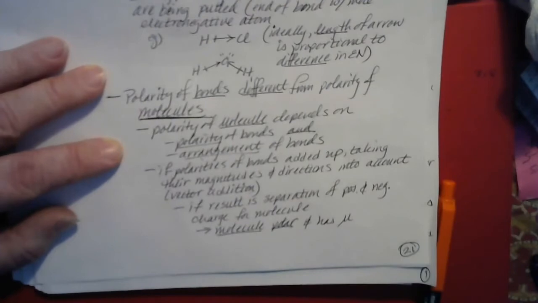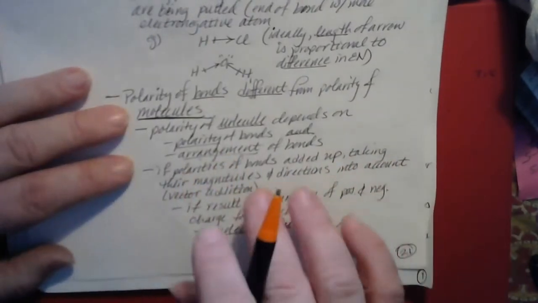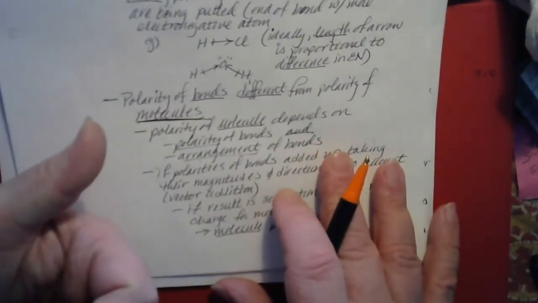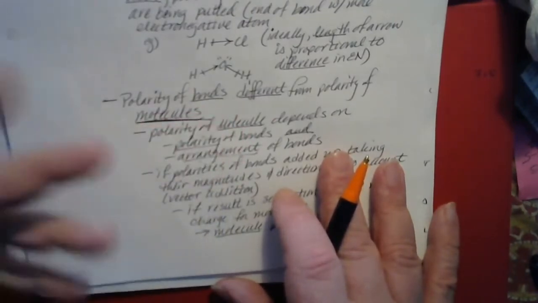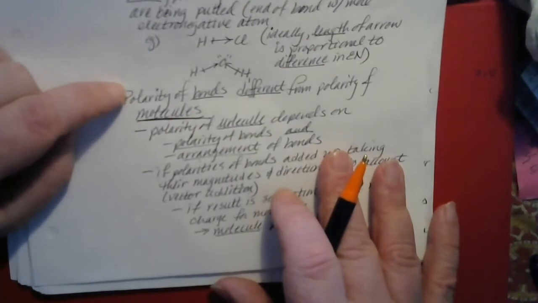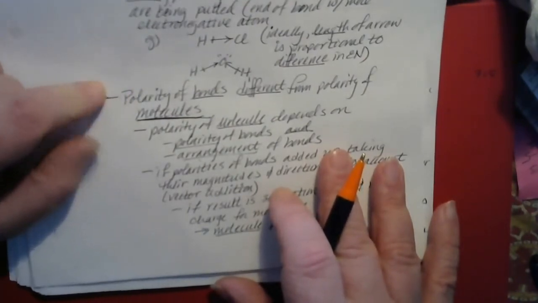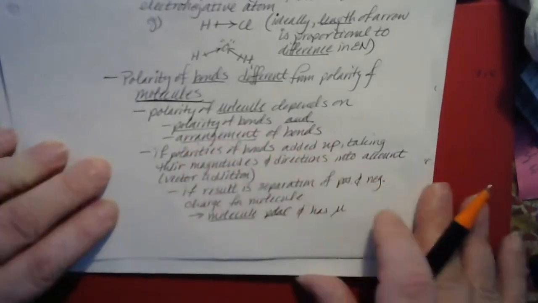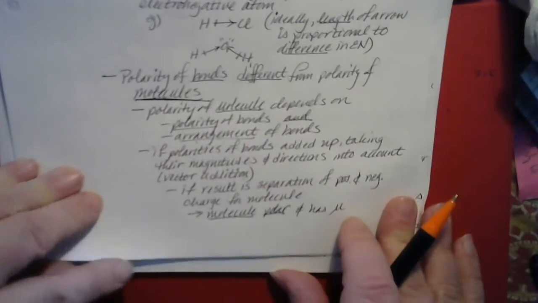Okay, so really whether the molecule is polar or not depends on a couple of things. First of all, are the bonds polar? And how are the bonds arranged? Because it is, as it turns out, possible to arrange polar bonds in a way that their polarities cancel each other out, and you end up with a nonpolar molecule. So polarity of bonds and the arrangement of the bonds go into deciding whether the molecule is polar.